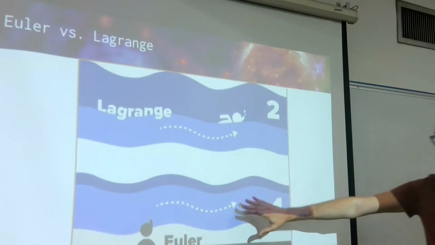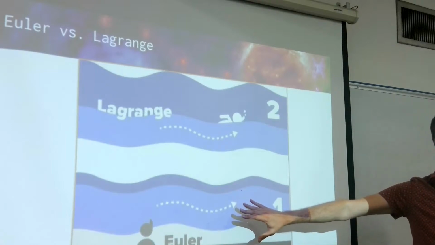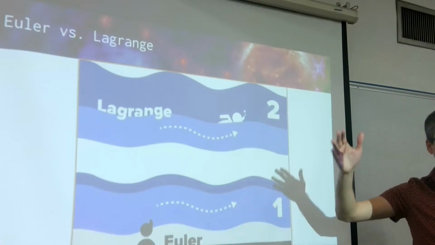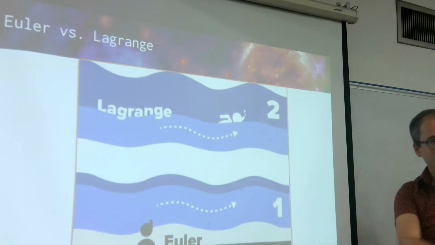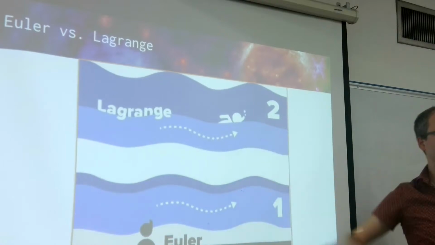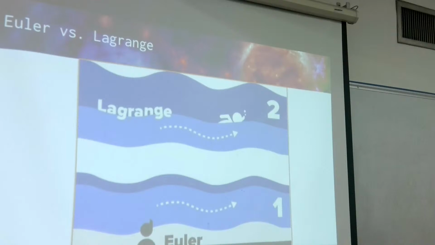So the bottom one would be something like a grid-based method where you have a fixed grid and the fluid is moving through the grid. And this one at the top would be more like a particle-based method, where you have particles, and the particles move as they did yesterday with the gravity. Right? Particles move, but then you are moving with the particles, and then solving the equations in that frame of reference.